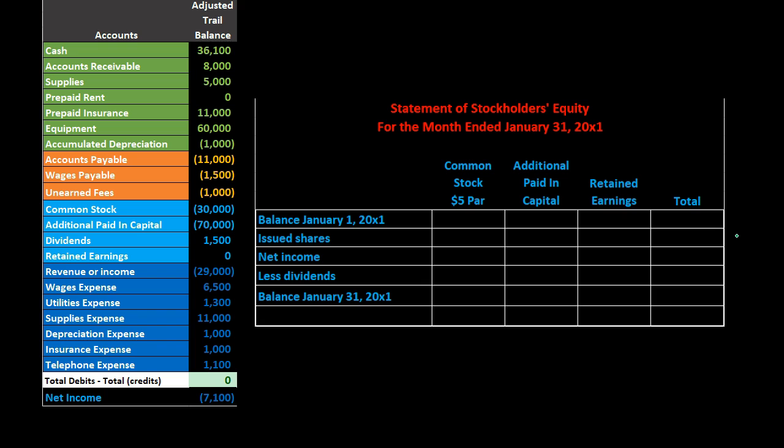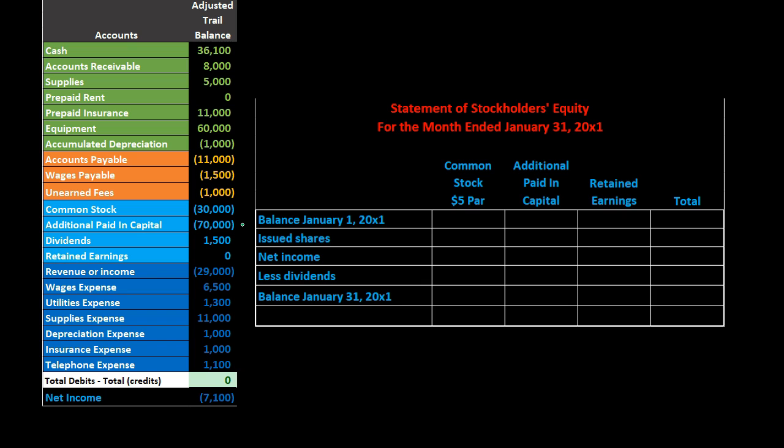What we do is we break out between the initial investment of the owners and the earnings of the company that have been generated and not yet given out in terms of dividends, the retained earnings. And so that's going to be here, the common stock, additional paid in capital, representing the initial investment of the owner, what the owner put in the company for the initial investment.